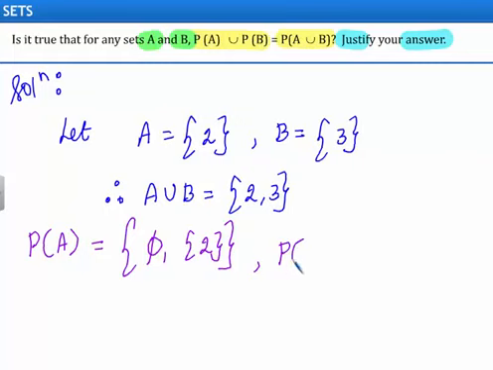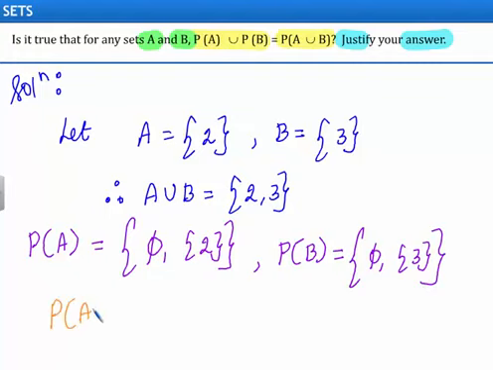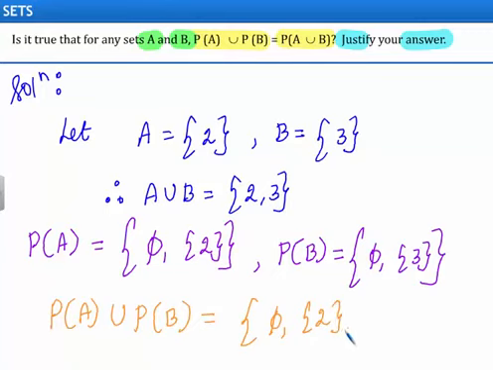Next, let us find power set of B. This will be equal to empty set and the set B itself. Next, let us find power set of A union power set of B. This will be equal to the empty set, the set A and the set B.